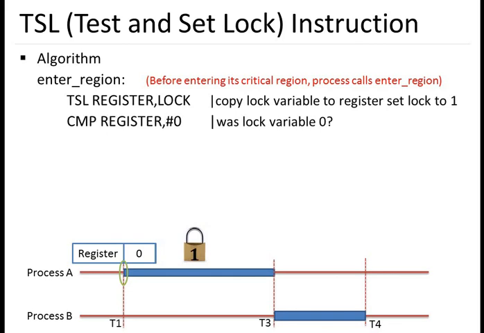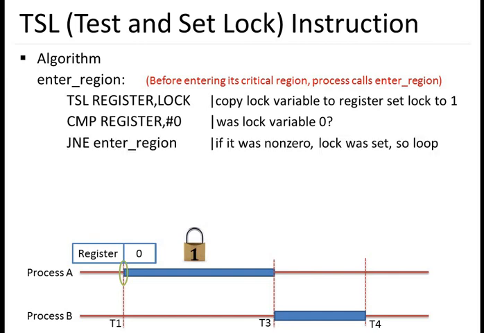After that, what is the comparison? The register is compared with 0. Was the lock variable 0 or not? That means they are performing a comparison operation. If it was non-zero, then the lock was set, and so loop. Jump not equal to: if it is not equal to 0, that means the values are different, and then it goes back to enter region. If it was non-zero, then the lock was set, and so loop. After that, return to the caller. That means the critical region is entered.